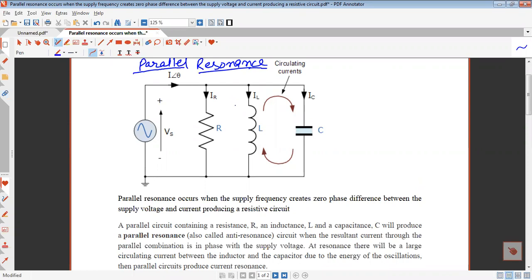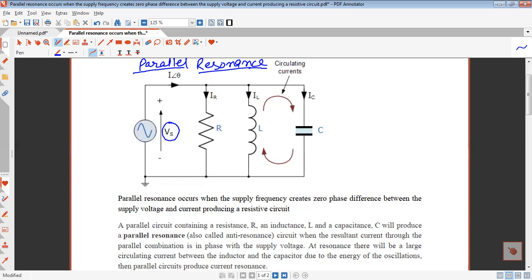So, what is resonance? In this circuit, parallel resonance means R, L, and C are all in parallel. This is our source voltage. Vs is the applied voltage, and here current I is given by the source, that is the source current. And this current has been broken into three parts. One part is going into the resistance, another part is going into the inductor, another part is going into the capacitor. So now, first of all, we should see the definition of parallel resonance.